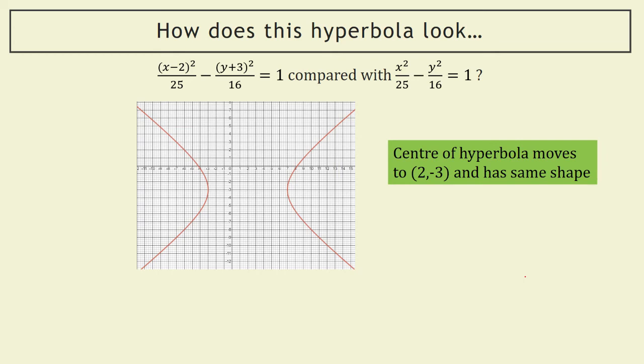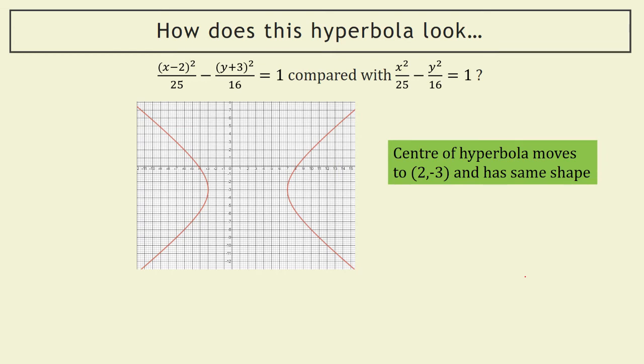But otherwise, that hyperbola would have exactly the same shape. Yes, the asymptotes are going to move along with that too. So rather than your asymptotes going through the origin, you're going to have to think about those moving along too. And you might have to think a little bit about that in terms of getting the sketch.